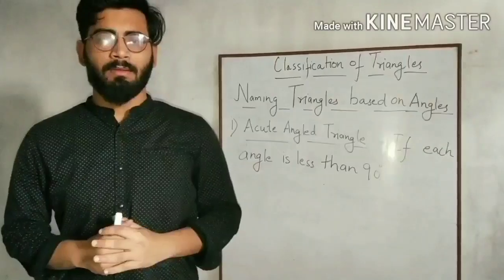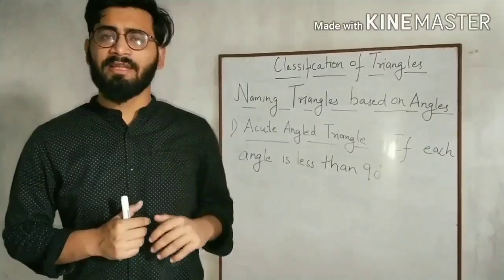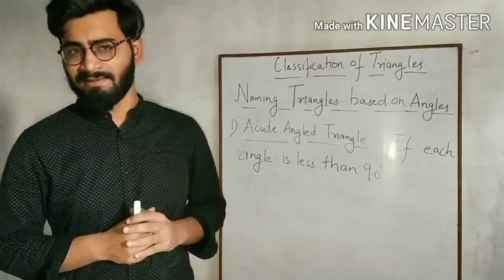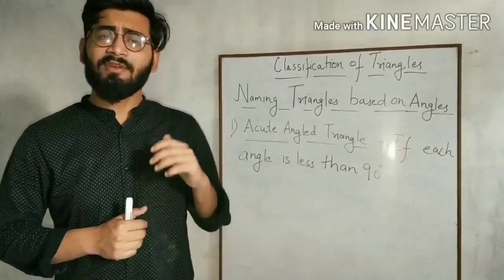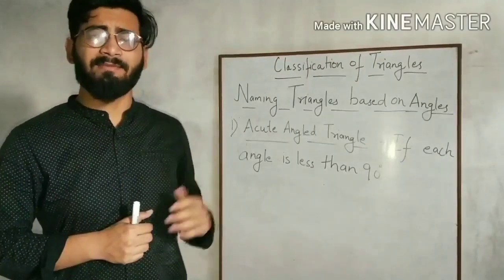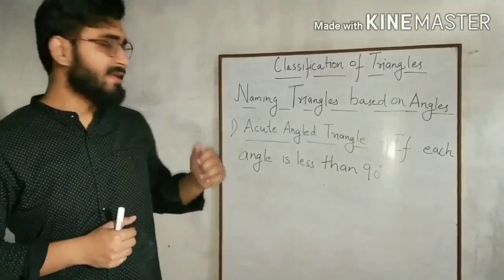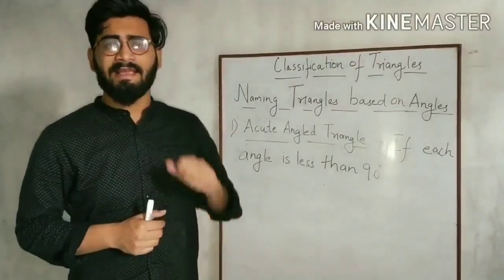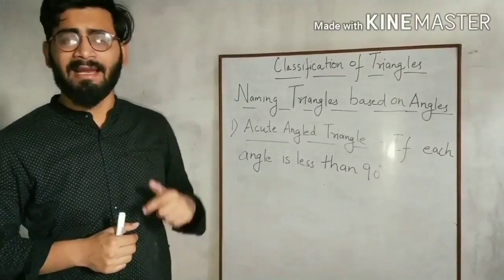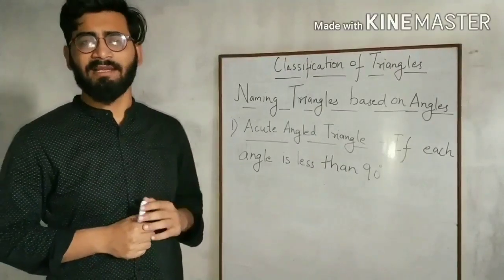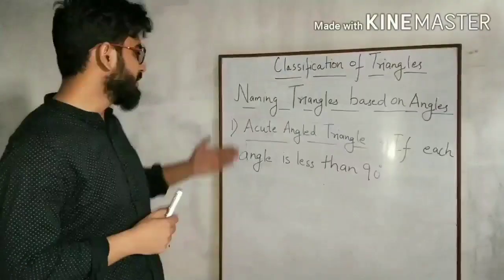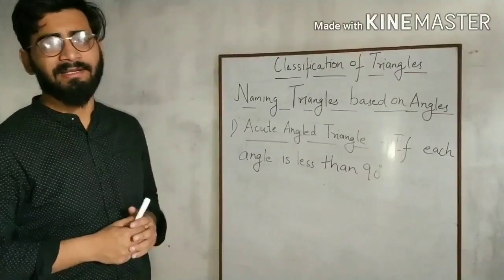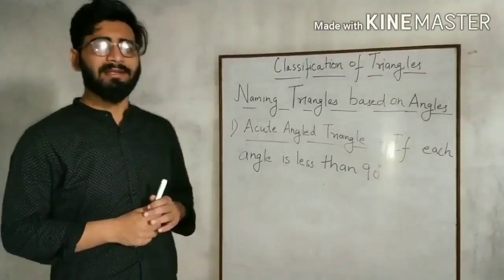Okay. Now we are going to study the triangles based on angles. Okay. So based on angles also there are three types of triangles. First one is acute angled triangle, second one is right angled triangle, and the third one is obtuse angled triangle. So first of all, let us discuss acute angled triangle. What is an acute angled triangle?